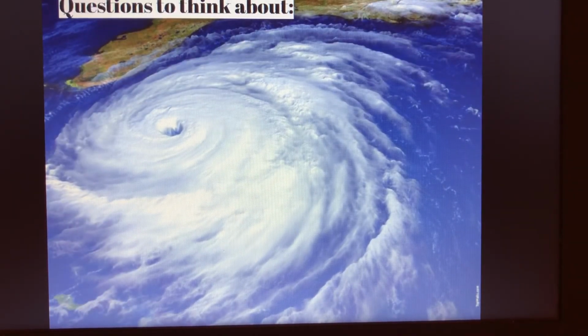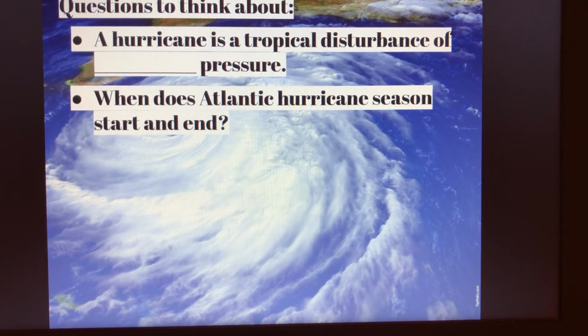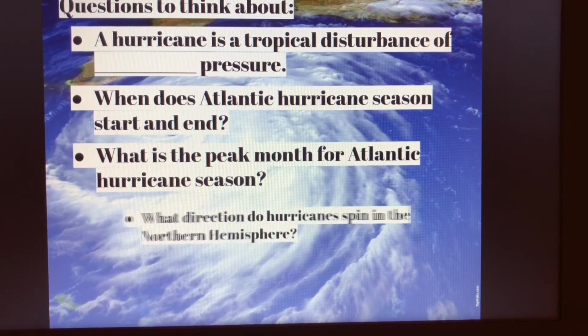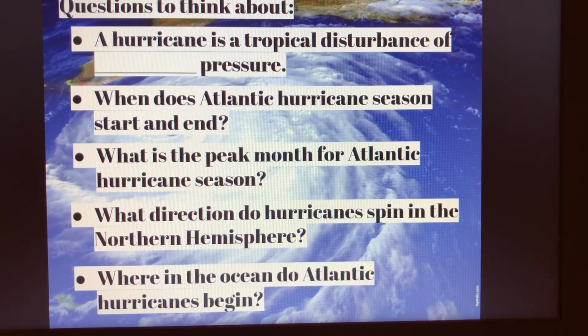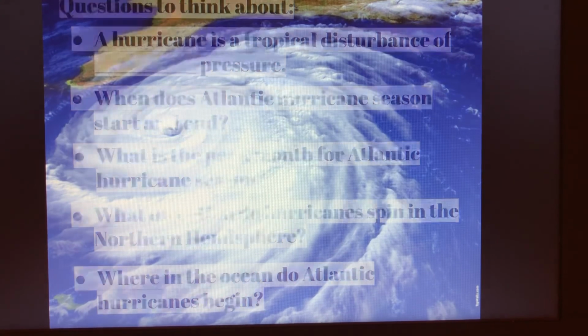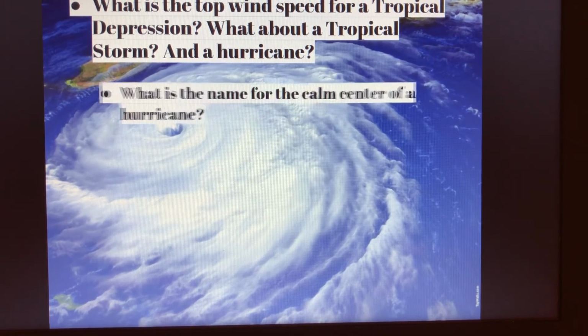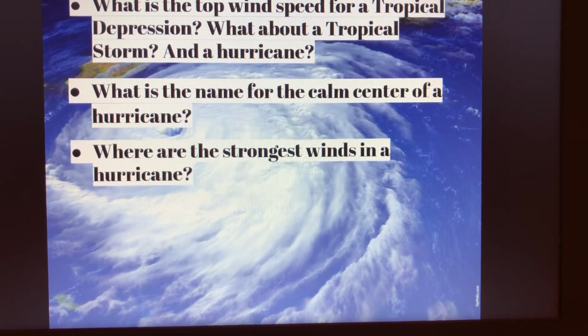So questions to think about. A hurricane is a tropical disturbance of blank pressure. When does Atlantic hurricane season start and end? What is the peak month for Atlantic hurricane season? What direction do hurricanes spin in the northern hemisphere? Where in the ocean do Atlantic hurricanes begin? What is the top wind speed for a tropical depression? And what's the top wind speed for a tropical storm and for a hurricane? What's the name for the calm center of a hurricane? Where are the strongest winds in a hurricane?